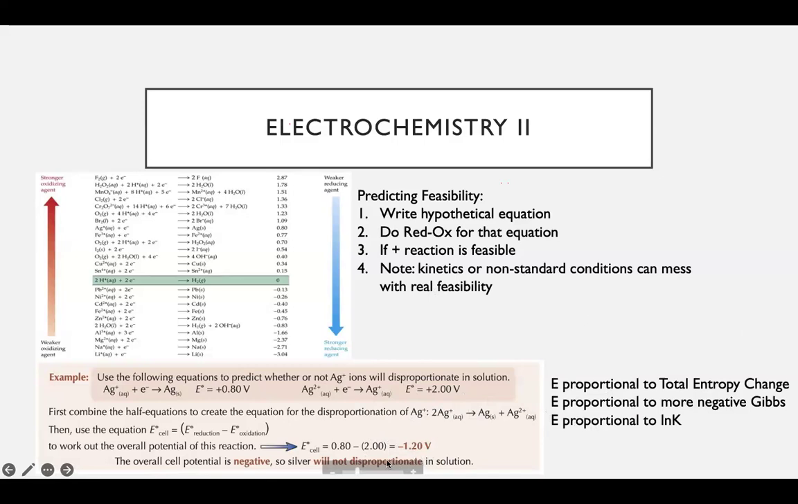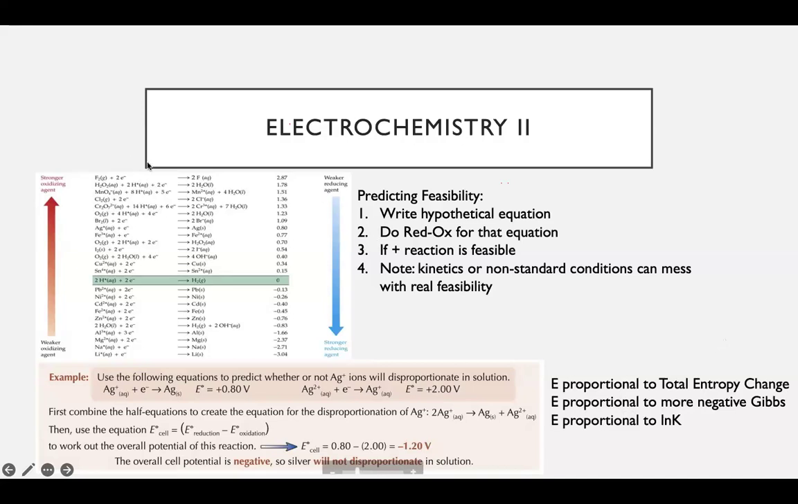So the E cell, the whole voltage of that, is proportional to the total entropy change. Therefore, a more positive E cell value implies a more positive entropy change, which, as you might know, means a more likely reaction. It's also proportional to a more negative Gibbs free energy and proportional to ln K, which is on a couple of your specs, which deal with equilibria.